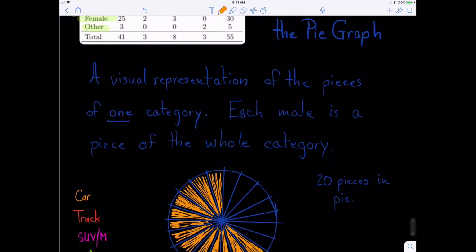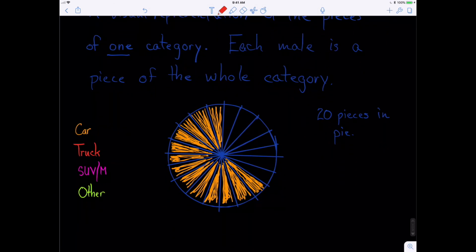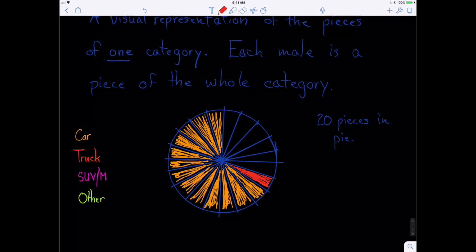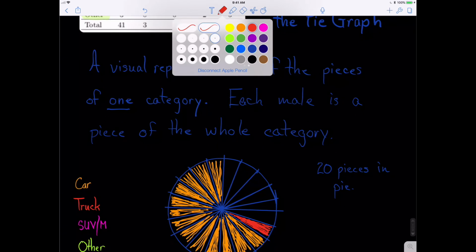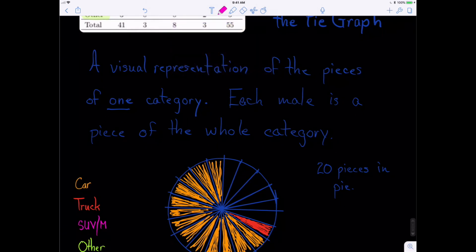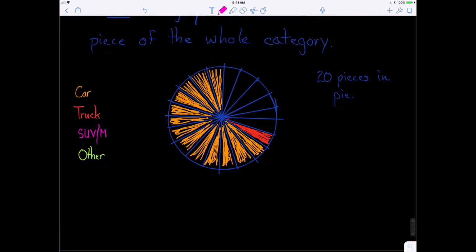Then my next category is trucks, and I have one male that drives a truck. So for that one male, we would shade in red one wedge of our pie. So let's do that now. Okay. Our next one are SUVs and minivans. Let's go see. We had five males, and we said we would color them in pink. So let's see our five males in pink for SUVs and minivans.